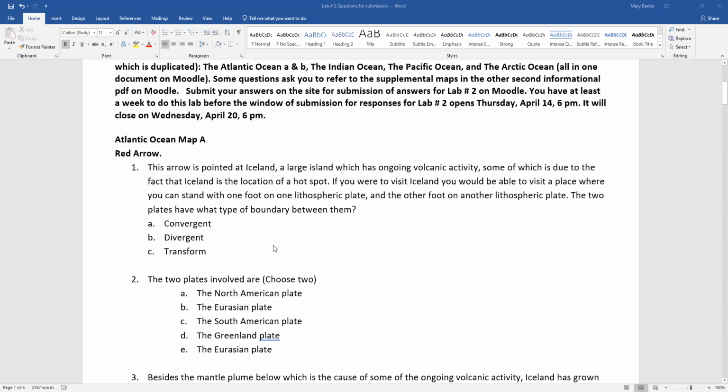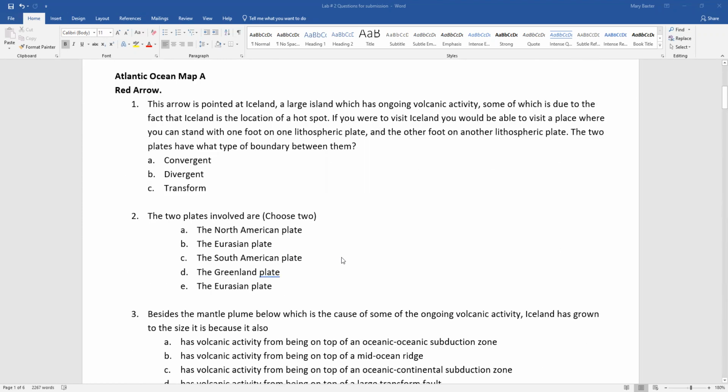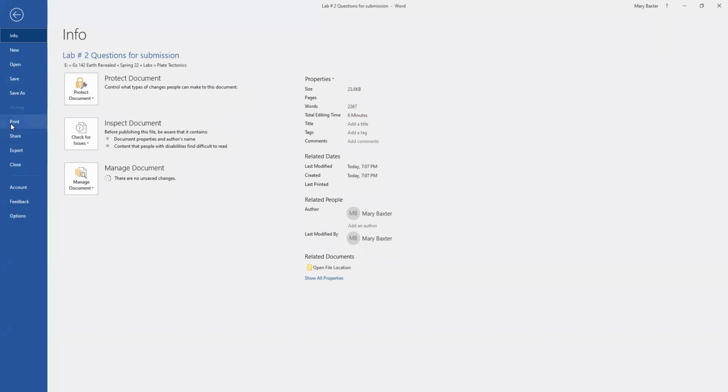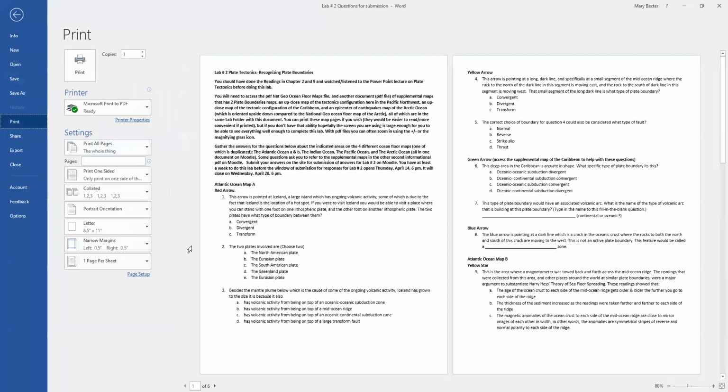Okay, so I'm going to be going back and forth here, so this is going to be interesting. First, we're going to look at Atlantic Ocean Map A. And I'm wondering if this is going to let me print. Maybe I'll print myself a copy of this so I don't have to go back and forth.